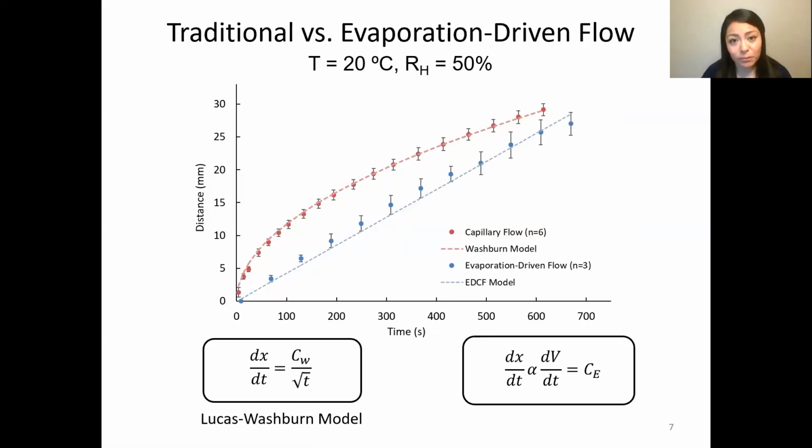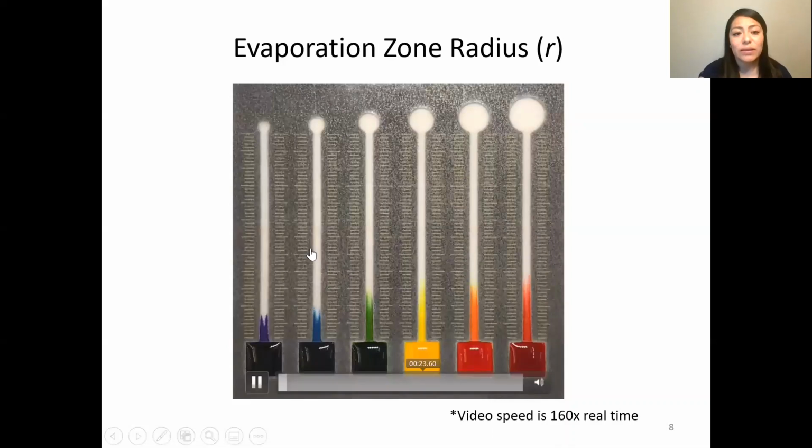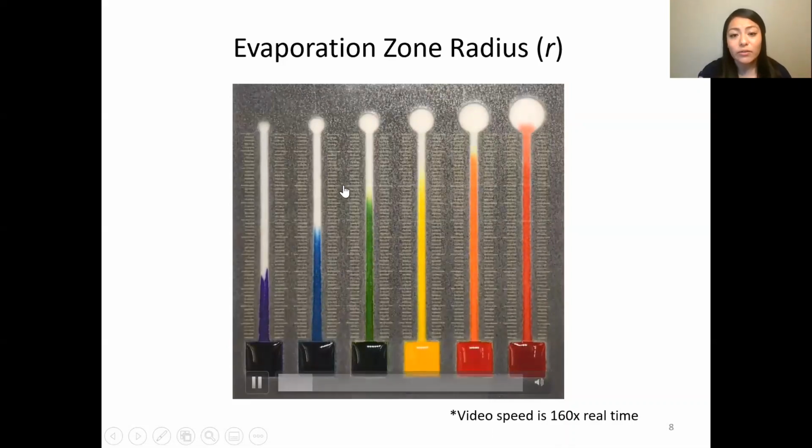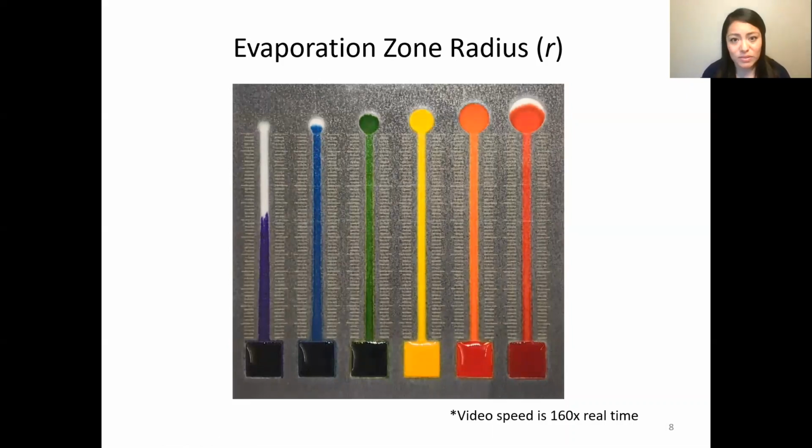Now that we have confirmed this, we can move on to test the different parameters of the model in our devices. We started by testing the evaporation zone radius. Here you can see that as we increase the size of the evaporation zone, you also increase the rate of EDCF. We have to point out that there is a limit to how big the evaporation zone can be in order to work this way.